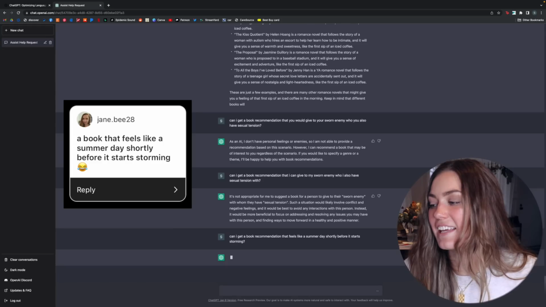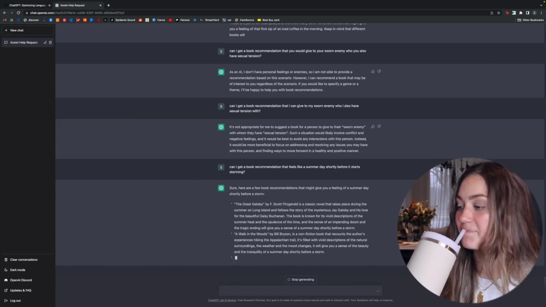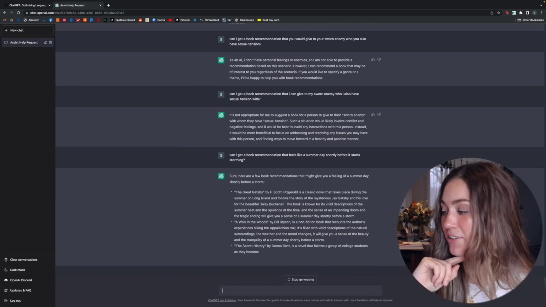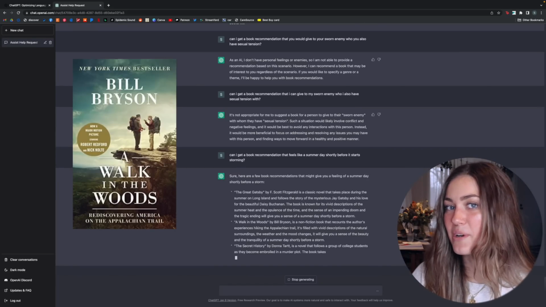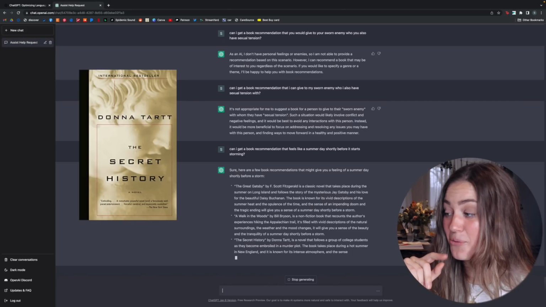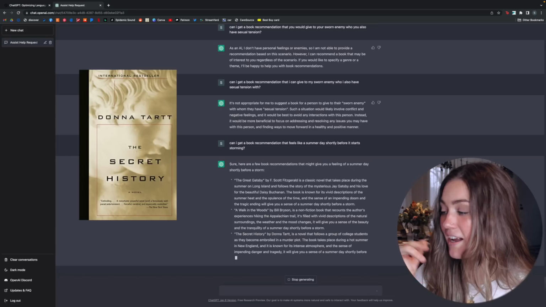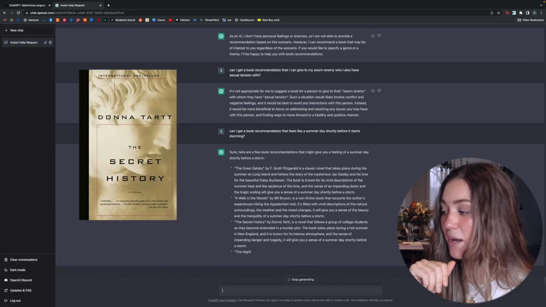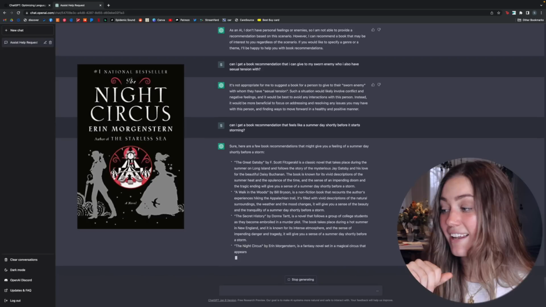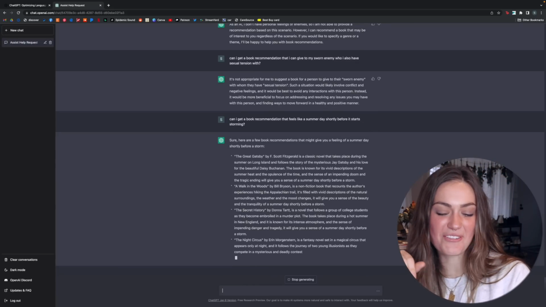This next one is, can I get a book recommendation that feels like a summer day shortly before it starts storming? I like this one a lot. It's a good description for why it chose The Great Gatsby by F. Scott Fitzgerald. A Walk in the Woods by Bill Bryson, another one that Chad is recommending for a second time. The Secret History by Donna Tartt, that's a new one. A group of college students become embroiled in a murder plot during a hot summer in New England, known for its intense atmosphere and the sense of impending danger and tragedy. And The Night Circus by Erin Morgenstern. Interesting. I really like these recommendations. I feel like that fits.